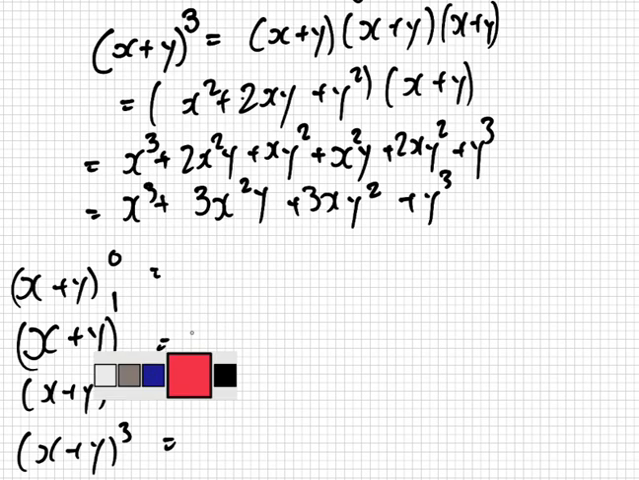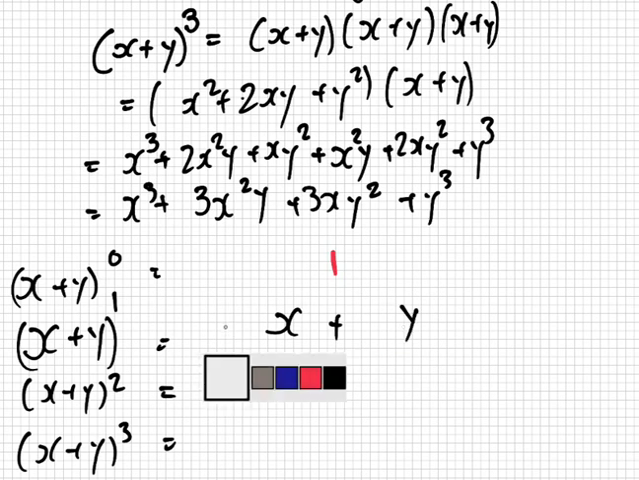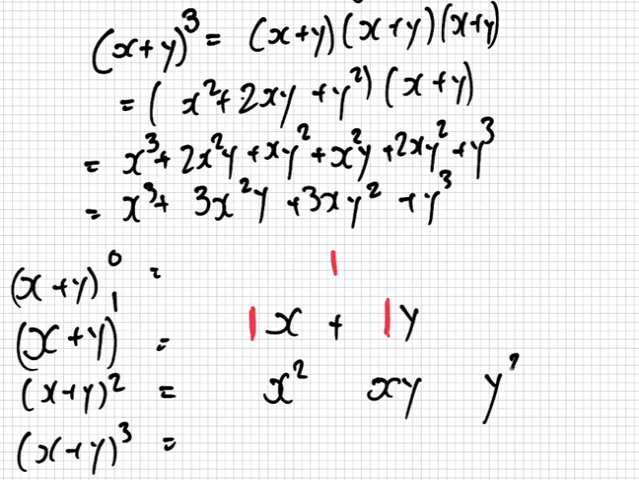So the first one, anything to the power of 0 is 1. The second one, x plus y power 1, what's that? It's just x plus y. Or to be explicit, it's 1x plus 1y. The next one would be 1x squared plus 2xy plus 1y squared.